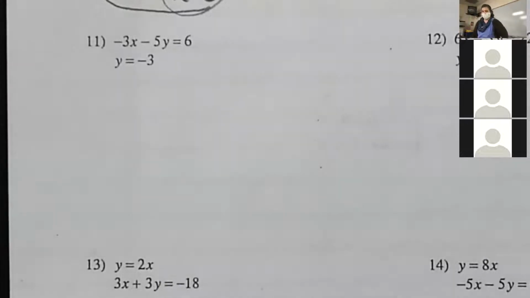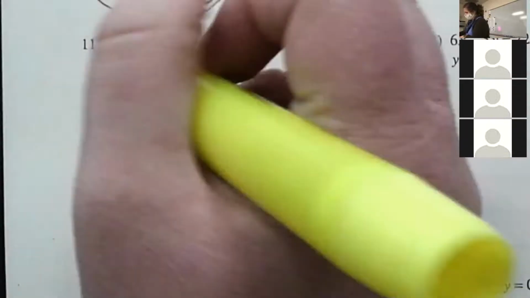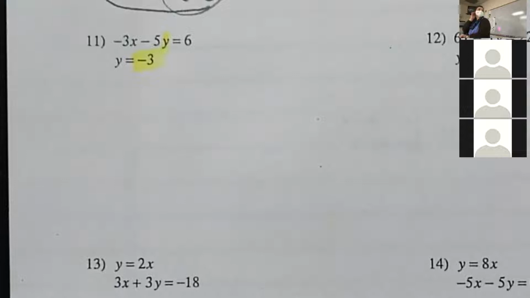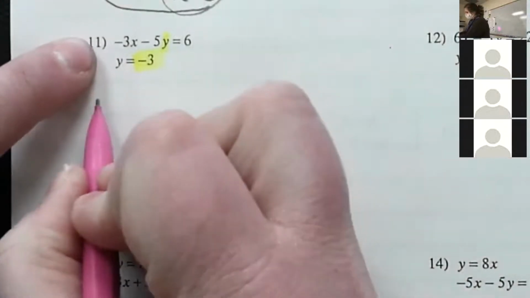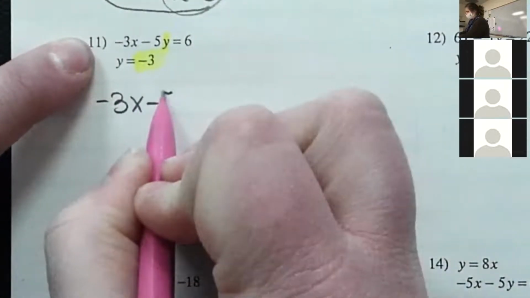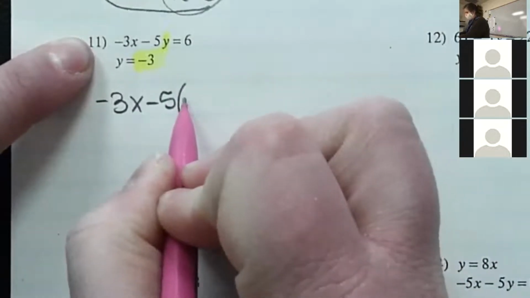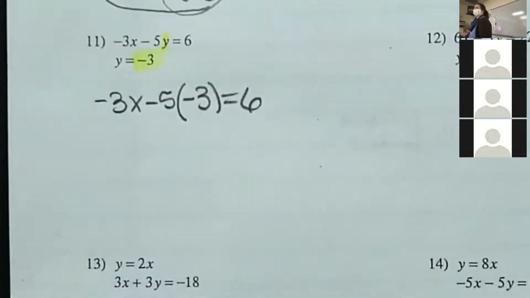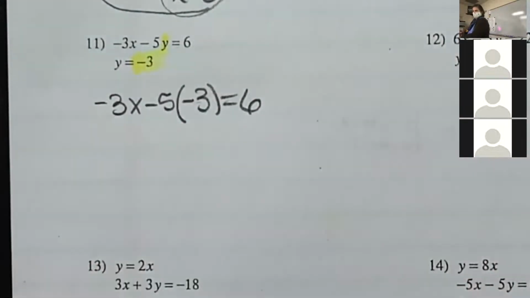Which variable looks like it's already by itself? That bottom one, that y equals negative 3, right? Y is negative 3. That's what it's saying. So wherever I see a y in this equation, I'm going to put in a negative 3. So swap them out. Negative 3x minus 5, parentheses, negative 3 equals 6. What do I do now? Yeah, just keep solving, which should be like multiplying there.